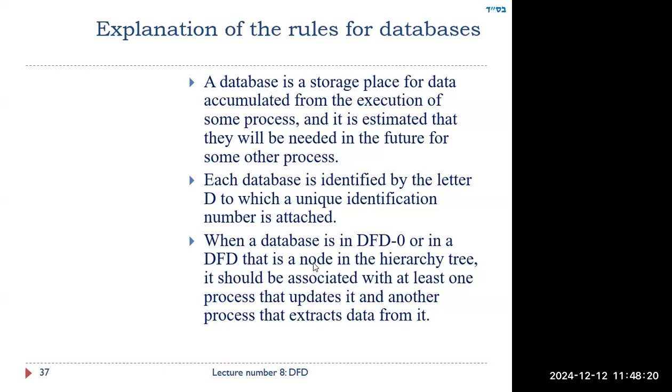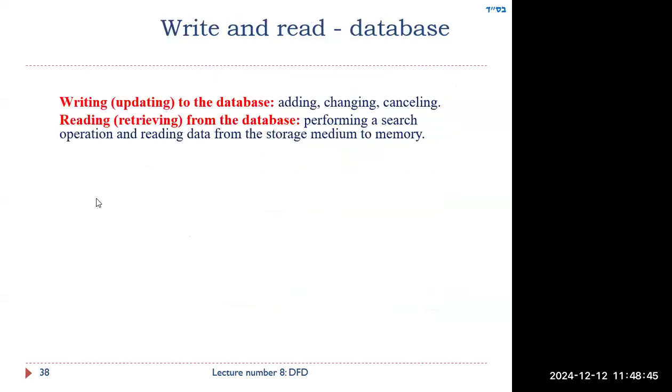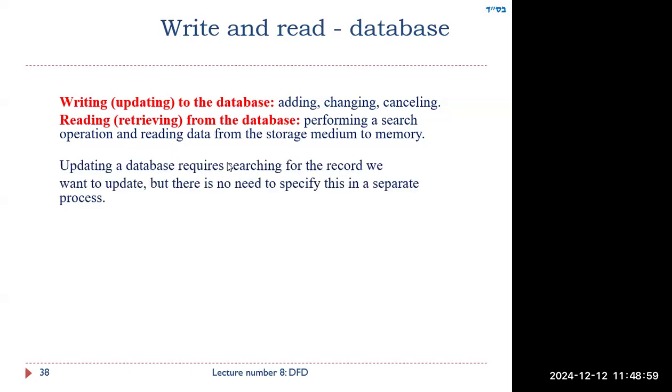When a database is in DFD 0 or in a DFD that is a node in the hierarchy tree, it should be associated with at least one process that updates it and another, different process that extracts data. So here you go: 1 is writing, 2 is reading. Writing or updating data is adding, changing, or canceling. Cancel is also a kind of writing. Reading is retrieving from the database, performing a search, reading data from the storage medium.